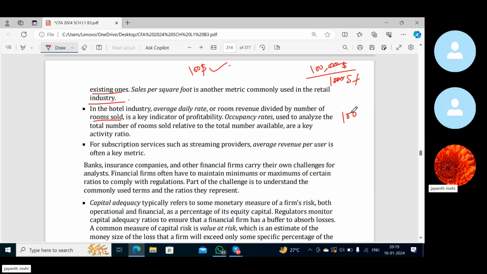Average daily rate is what you are fixing as the rate for particular rooms, right? So if I have 100 rooms, there are different segments: you have suite rooms, premium rooms, deluxe rooms, normal rooms. Let's say this is a budget hotel, it has all normal rooms. All the rooms are of the same size, same kind of facility, same kind of amenity. Holiday Inn, you go to Holiday Inn and you will find the same kind of facility in each and every room, right? So let's say 100 rooms are there, and for each room they are charging 1,500 rupees per head.